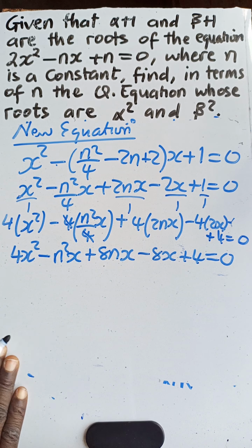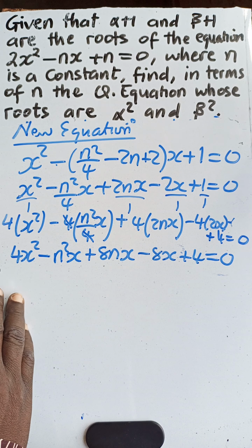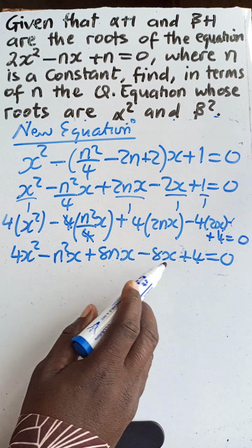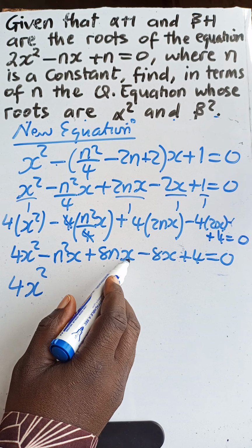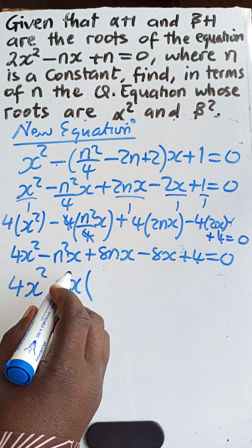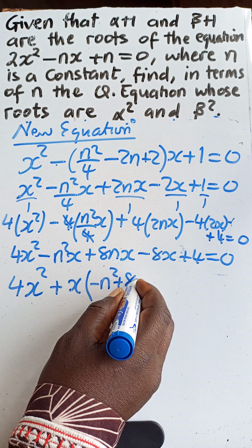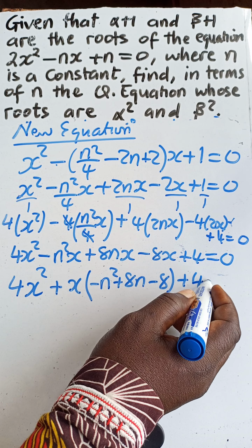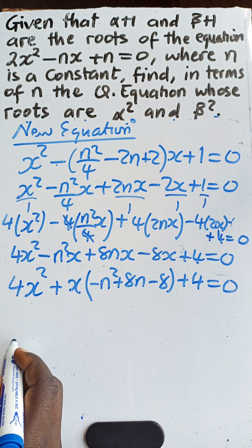Remember, it is a quadratic we are forming here, a quadratic in terms of x. So let us arrange everything in terms of the powers of x in decreasing order. So we have here x squared. There's no other x squared. So we have 4x squared. Now we take the x term. We have x, x, x. All right. So we say plus x into, here we have negative n squared. Here we have plus 8n. Here we have negative 8. All right. Then plus 4 is equal to 0. Okay. So far, so good.